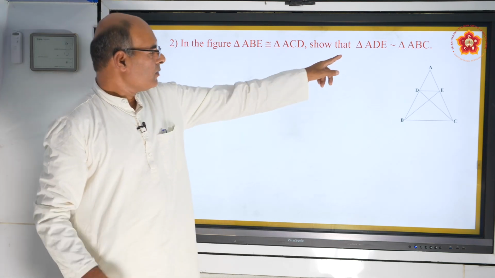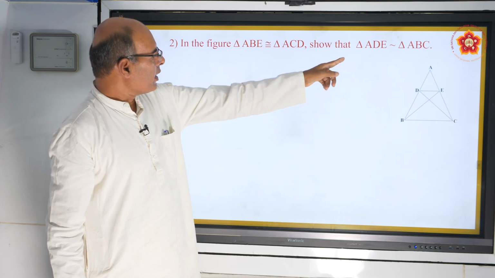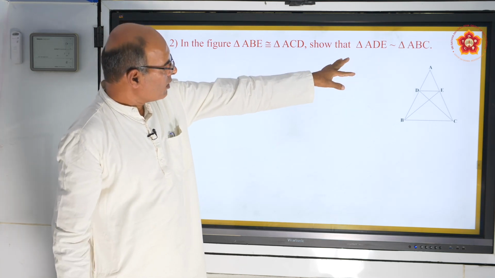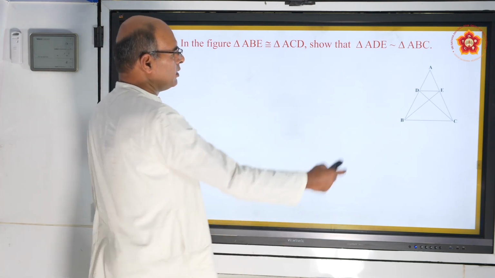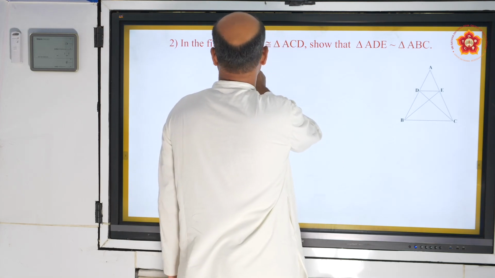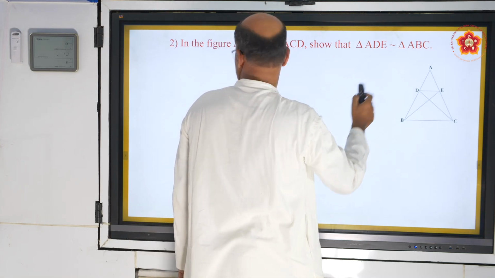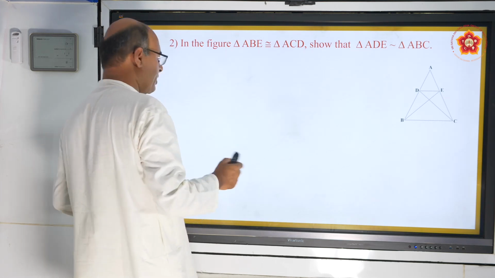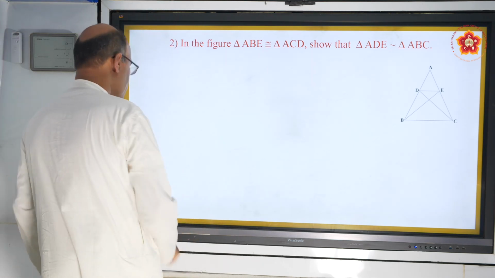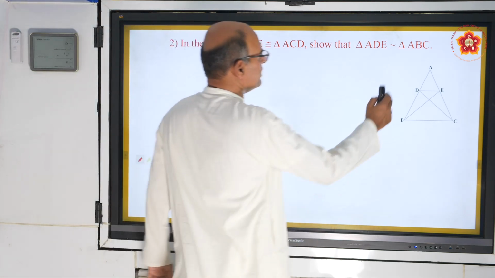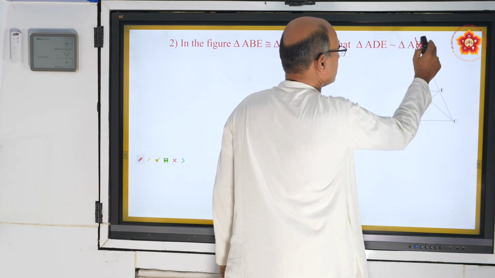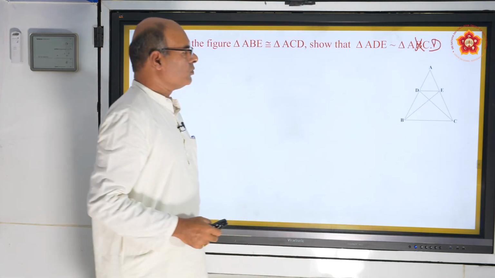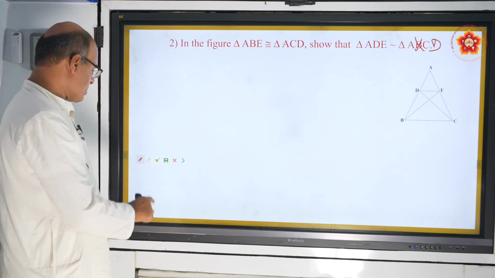We have to show that those triangles, triangle ABE and triangle, sorry, it is wrong. Okay, make the corrections yourself. This is triangle ACD. We have to show that those two triangles are similar.